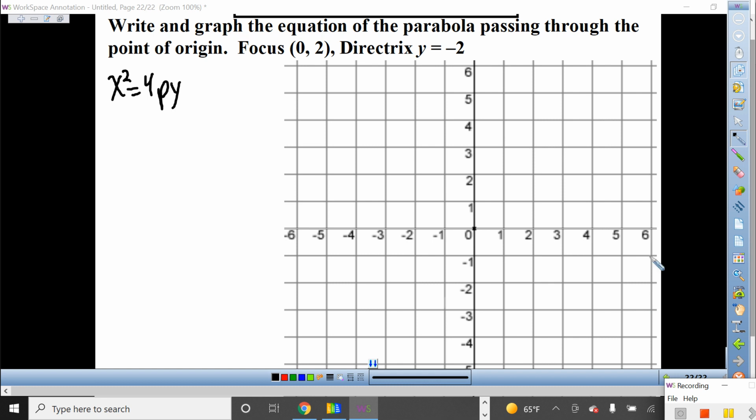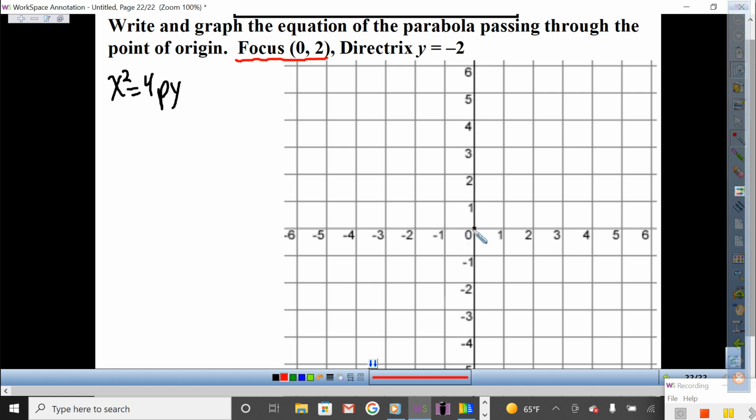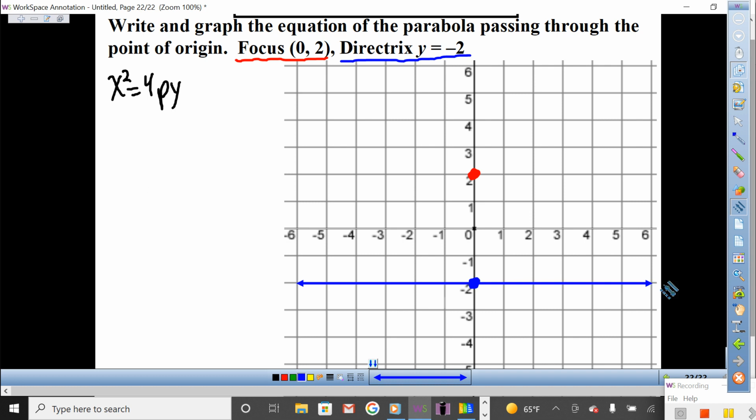All right. So now that we have our equation, let's begin by underlining in red our focus, and let's plot that point, 0, 2. There it is. Next, I'm going to switch to blue, and I'm going to graph my directrix. Y equals -2. Do we know how to graph that? Yeah, we practiced on the warm-up. So where's y equals -2? It's down here, and there's a straight line going through that point in blue.